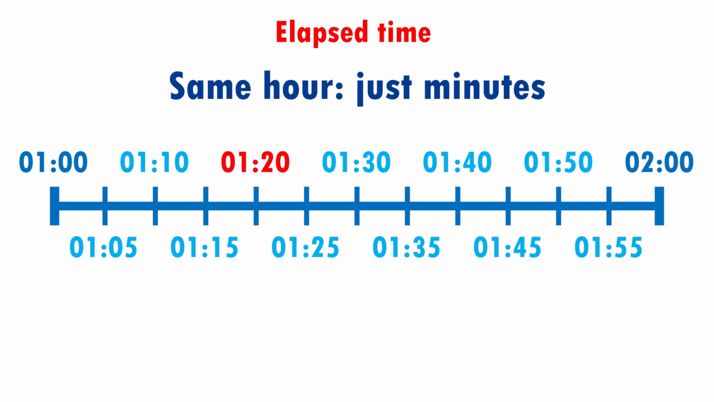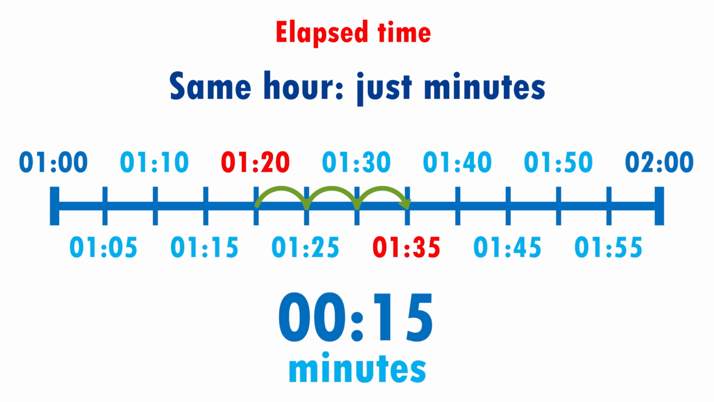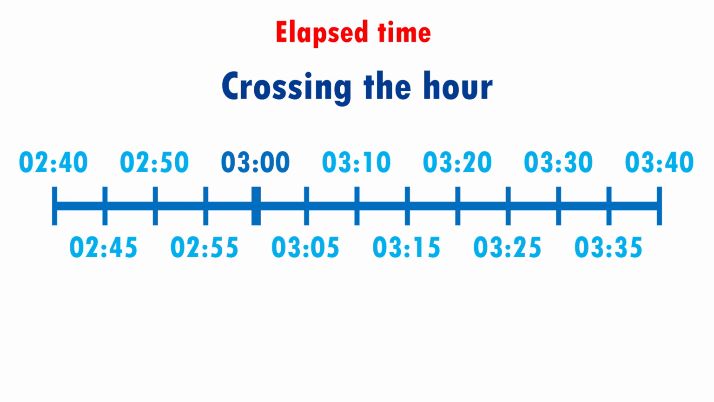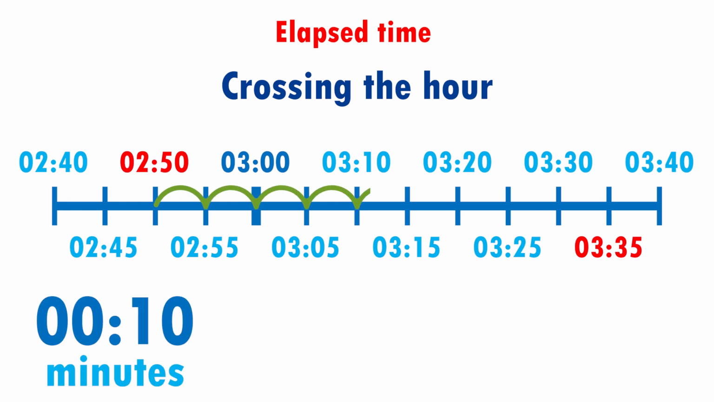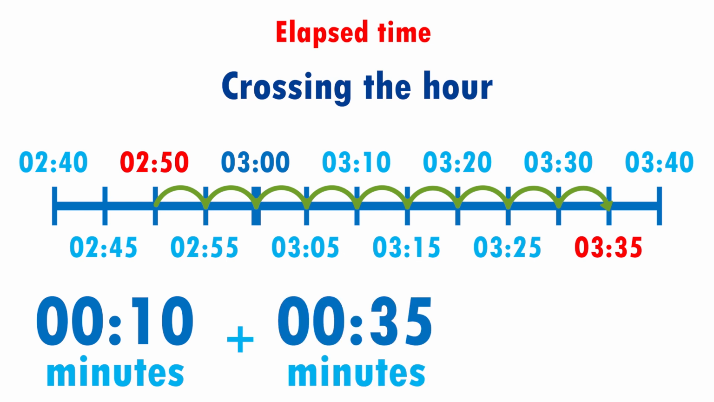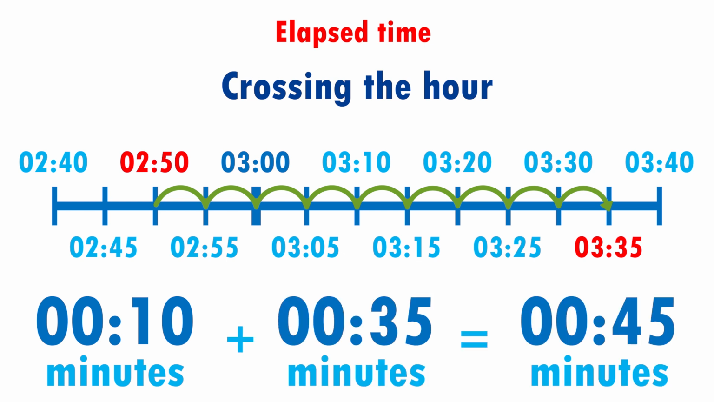Recess goes from 1:20 to 1:35. Count 3 jumps of 5 minutes. The elapsed time is 15 minutes. Super easy, right? Crossing the hour. Reading goes from 2:50 to 3:35. First go from 2:50 to 3 o'clock. That's 10 minutes. Then continue from 3 o'clock to 3:35. 35 minutes. The total is 45 minutes. Super easy, right?